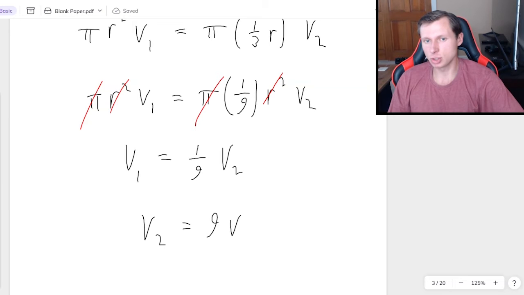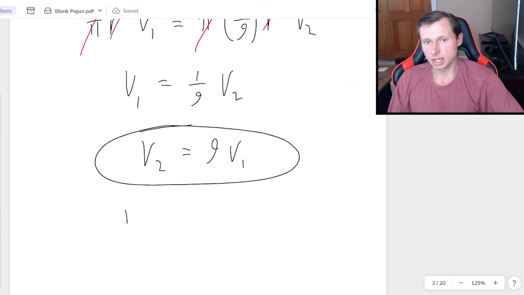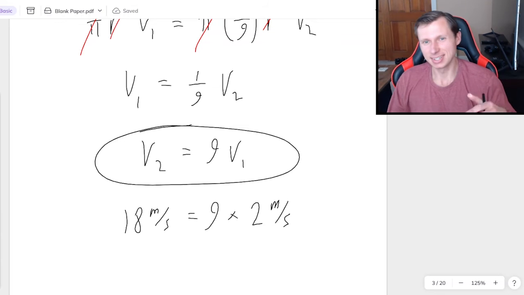And so that means no matter what the actual numbers were, the answer was always going to be 9 times v1, which of course makes sense because we got 18 meters per second, which is equal to 9 times 2 meters per second, the numbers from that first problem we did. So just another way of thinking about it. Sometimes they give you these comparison problems, and I need to make sure we're ready for it, right?